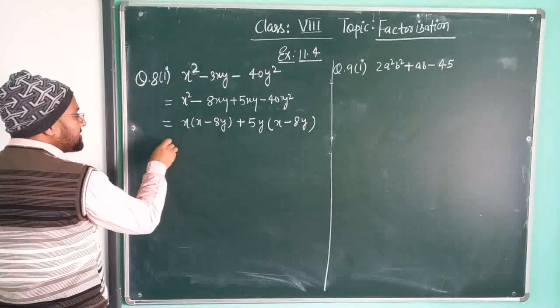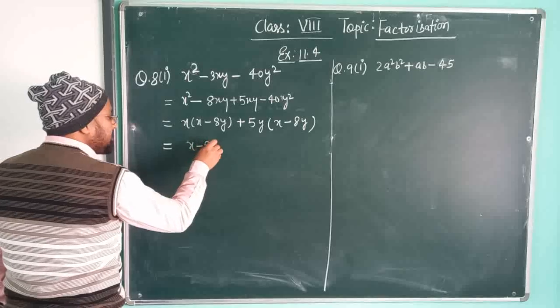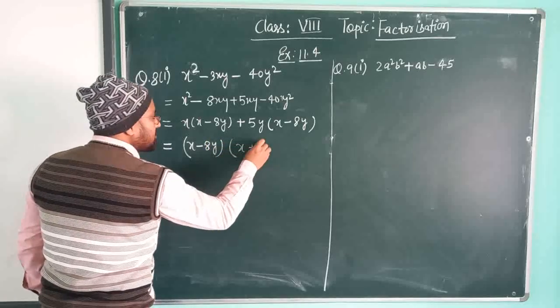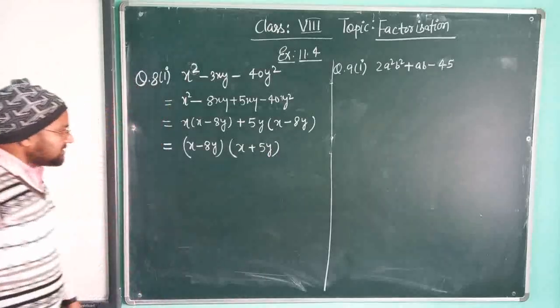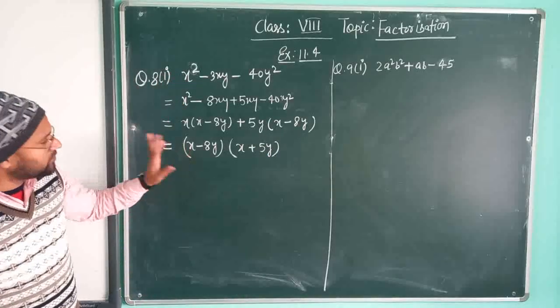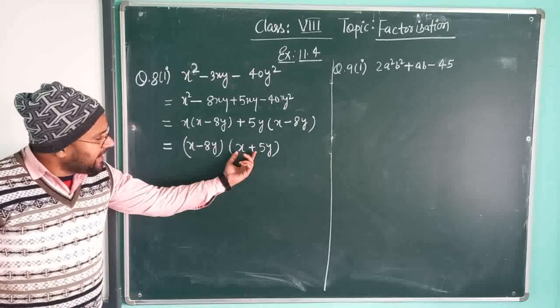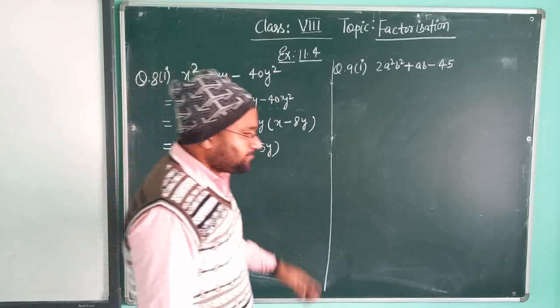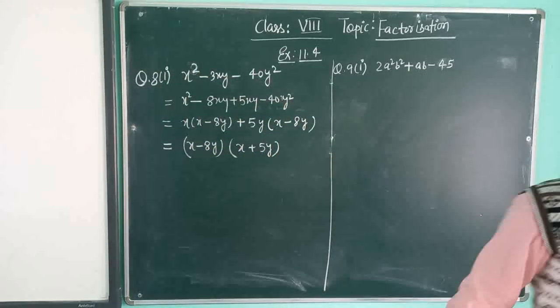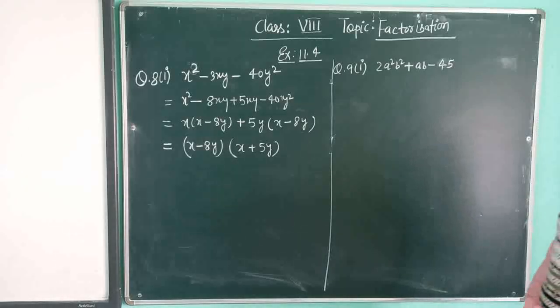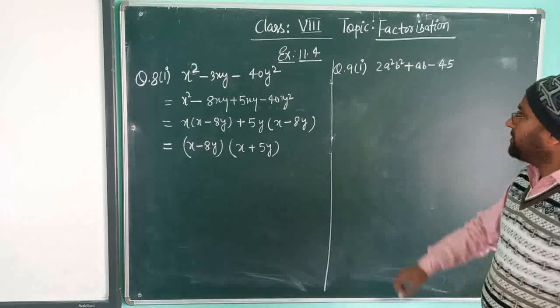x minus 8y is common in all, so we take x minus 8y as common. x is remaining here and plus 5y. So this is our factor of this question: x minus 8y and x plus 5y. Same as it is, we can do the first part also. Complete this in your copy.